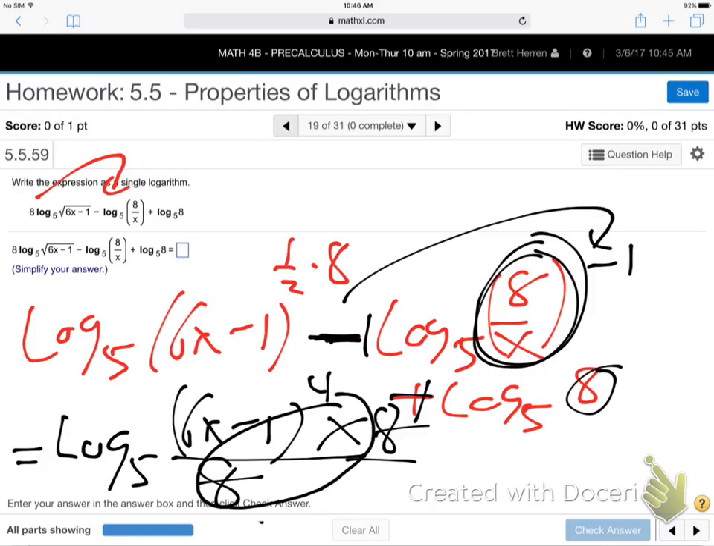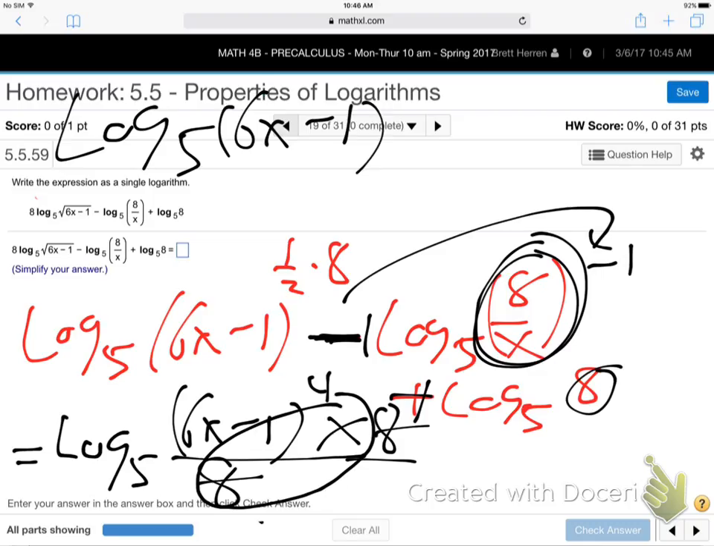Oh, let me clear up what might be a misunderstanding. So we have right now log base 5 of 6x minus 1 to the 4th x, right? Like that? That's what we have left. Now, that 4, you might think, can't I just take that 4 and put it in the front? No. You may not take that 4 and slide it in the front. This is our answer right here.